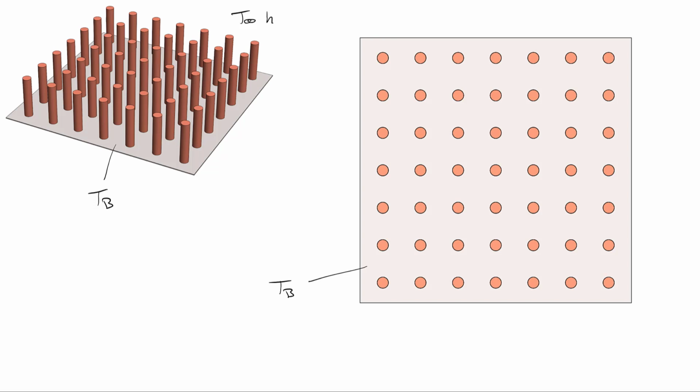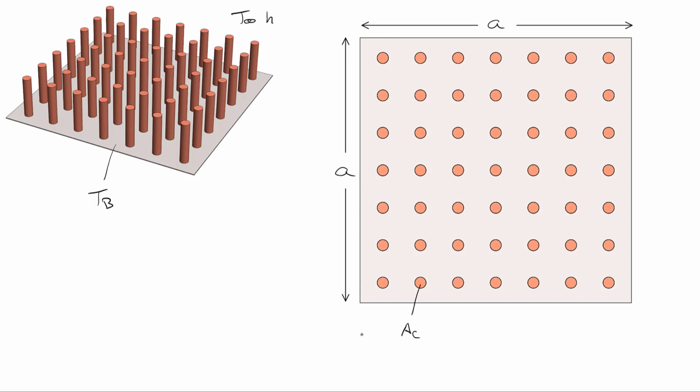So the two things that we're going to deal with, let me dimension our base. In this case, it'll be a square with dimensions A on both sides. We know the cross-sectional area of each fin, and we're trying to figure out the area of the base, which is just equal to the total area, A squared, minus N, the number of fins, times the cross-sectional area of each fin. In this case, I've got a 7 by 7 array, so I've got a total of N equals 49 fins.